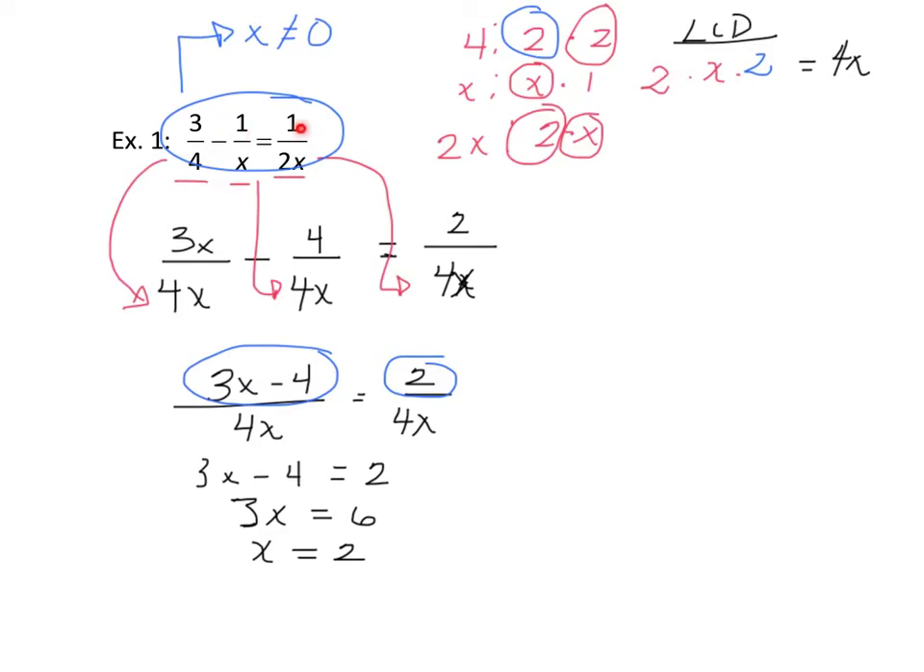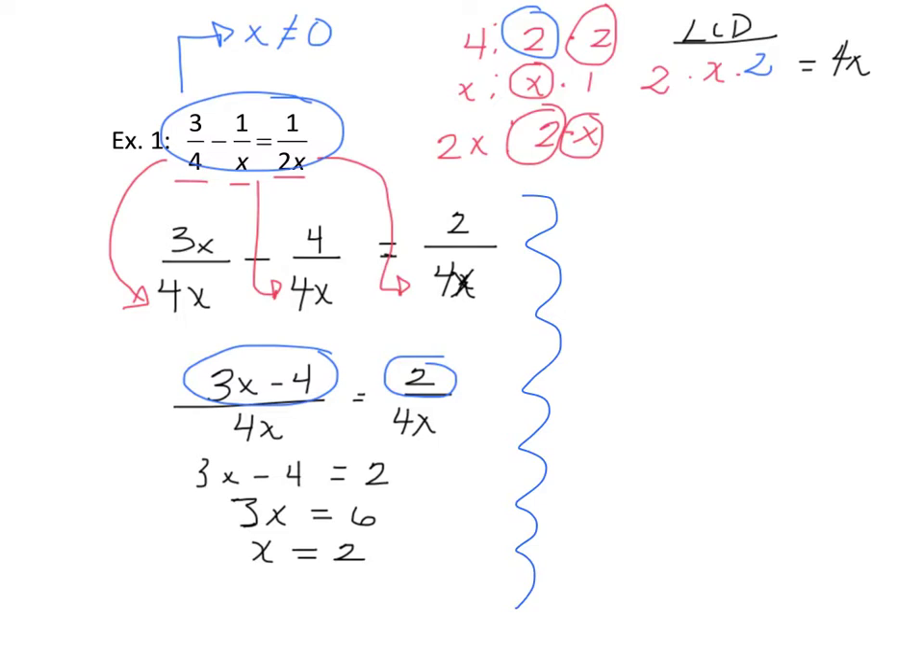Now, that's one way you can do this. Here's another way. Let's think about that same LCD of 4x. What we can do is multiply each fraction in our equation, each term, by the LCD, and that will clear the denominators out altogether. So that will look something like this.